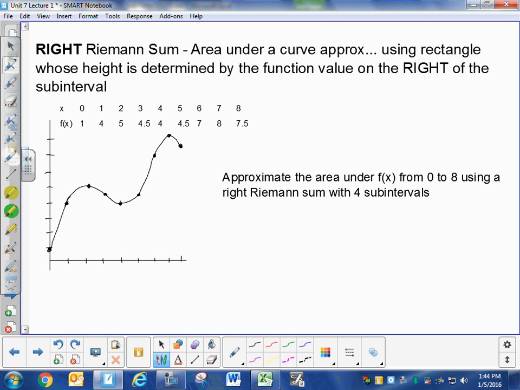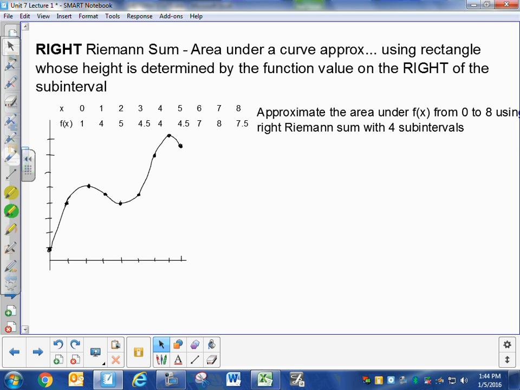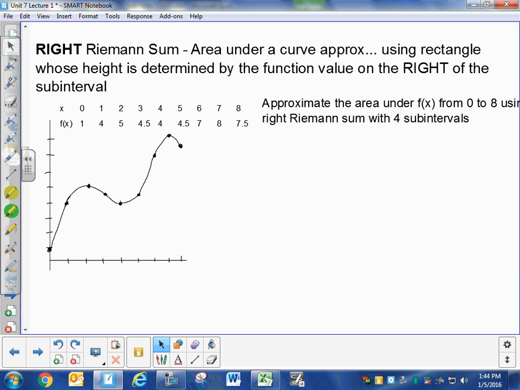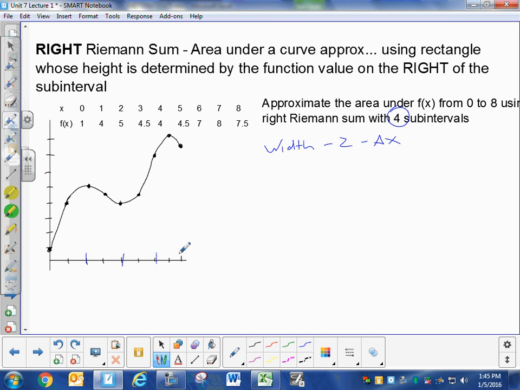Same process as the left Riemann sum, only the height is determined by the function value over the rightmost point of each subinterval. Okay, so same question, only changing up the type of Riemann sum. Instead of left, we're going to right. We want to approximate the area under this curve using a right Riemann sum with 4 subintervals again. Since I have 4 subintervals, I know that the width is going to be 2 again. That's the delta x. So from 0 to 2, 2 to 4, 4 to 6, 6 to 8.